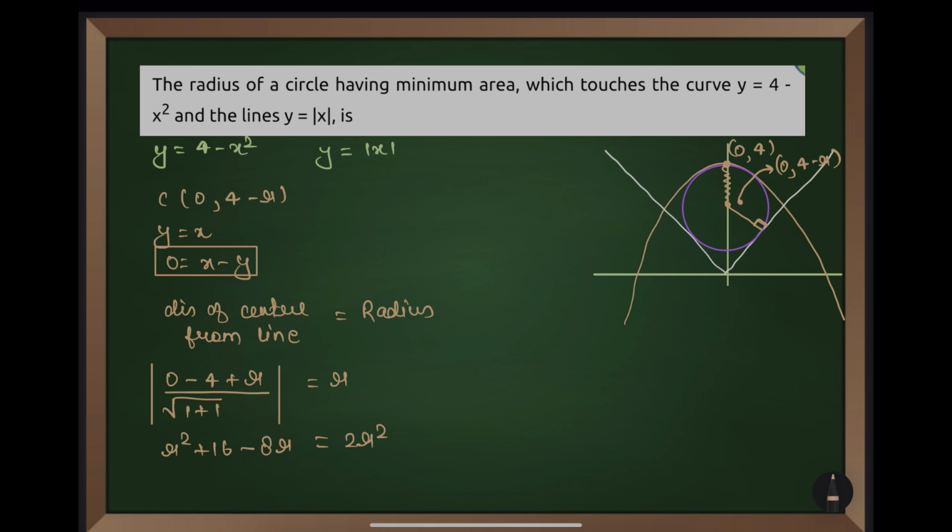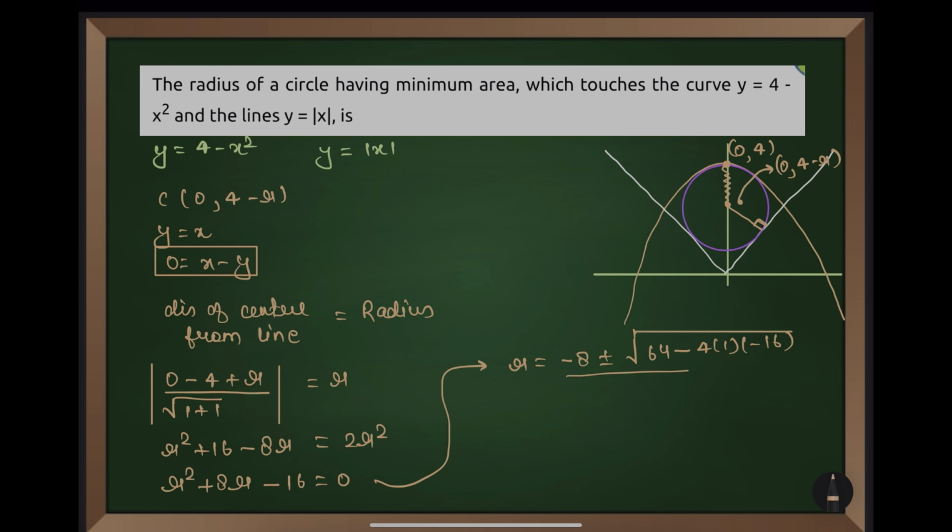Correct? Now can I ask everyone to take it to that side? So we will have r square plus 8r minus 16 equals 0. Till this part you guys are okay? Now let's solve for r. So r will become what? Minus b plus or minus root under b square minus 4ac, by 2a.